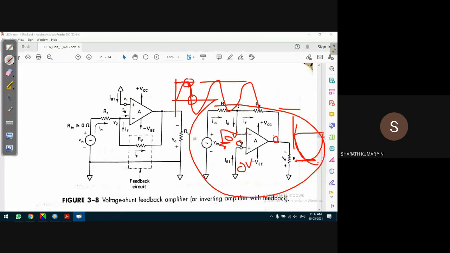When the input is not changing, it is at a standstill position, then the op-amp will force the inverting input terminal to go to 0 volts. When the inverting input terminal is forced to 0 volts, the non-inverting input terminal is also 0 volts. Differential voltage VID is 0. Output voltage is 0. Okay, so that's how it is.